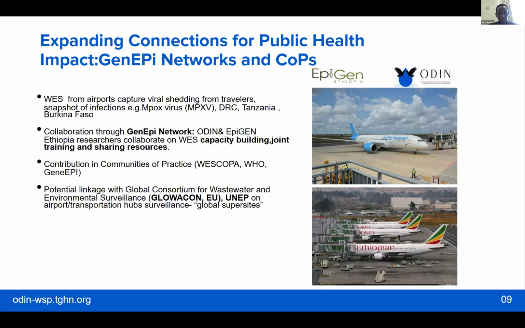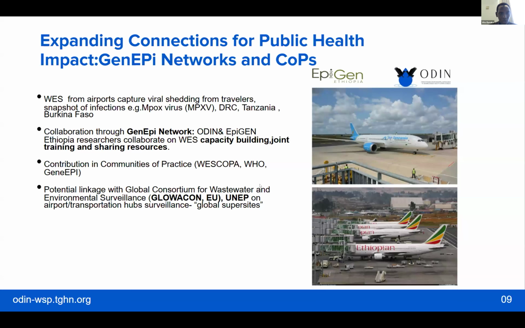We just started sampling from the airport through the surveillance that we're doing. This is really contributing to global health security, the so-called super sites. The idea is that we have a network of transport hubs that contribute pathogen genomic data so that we know what kind of pathogens are circulating within the continent, within the region, and also globally, also comparing with other countries.